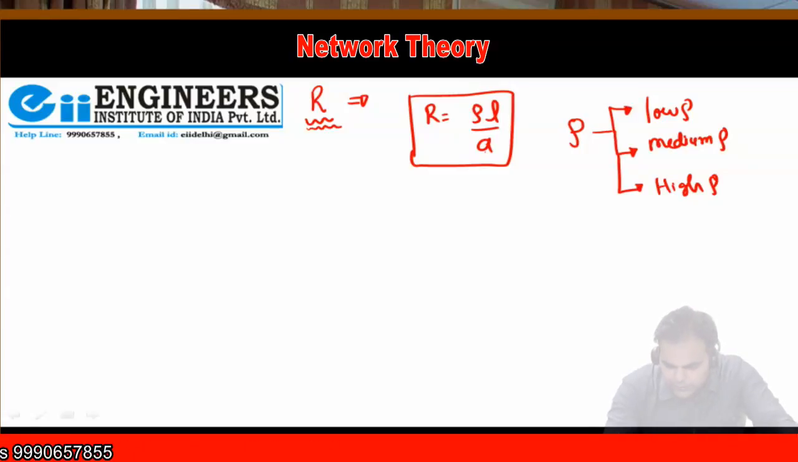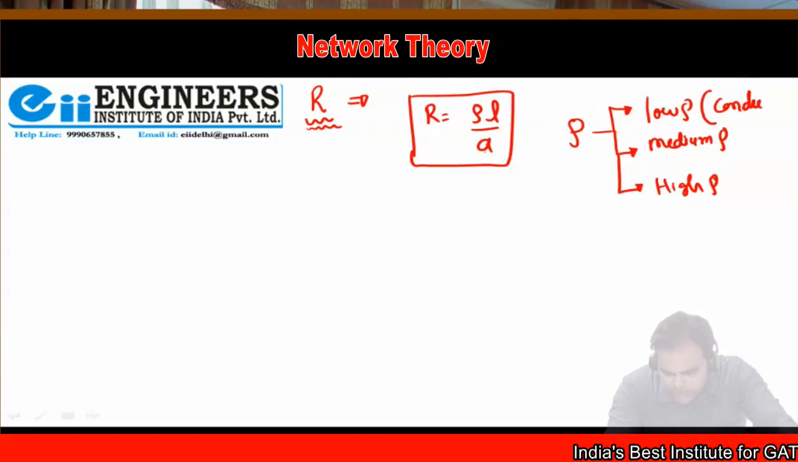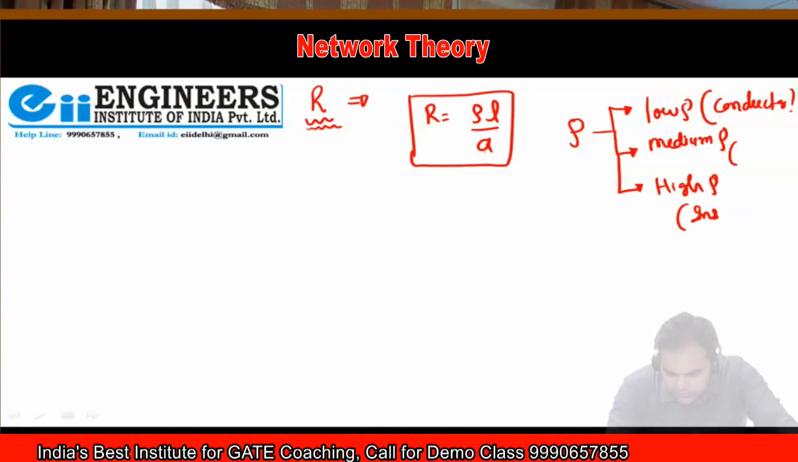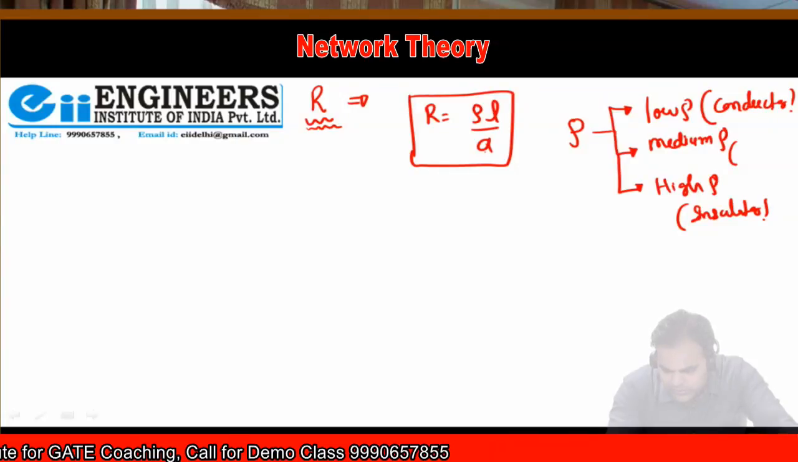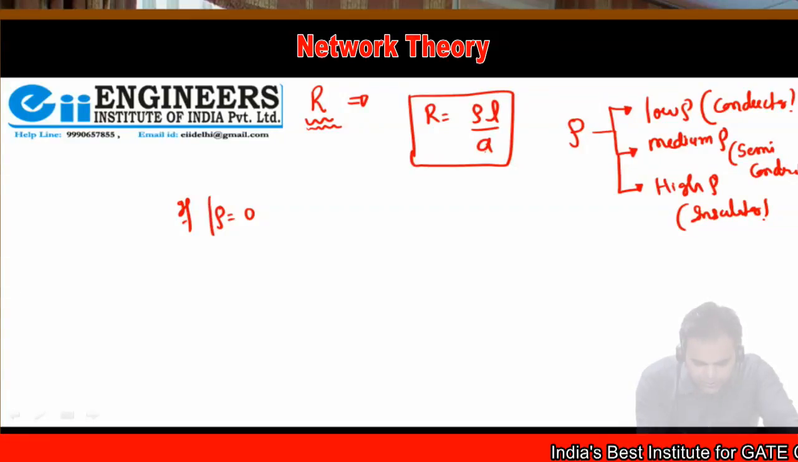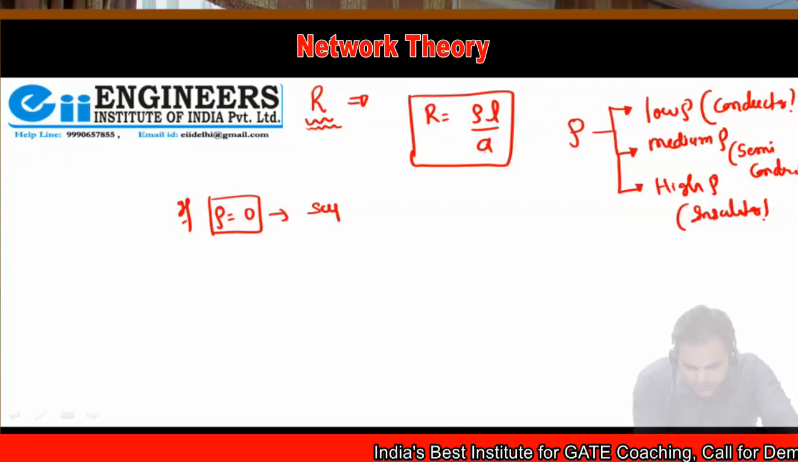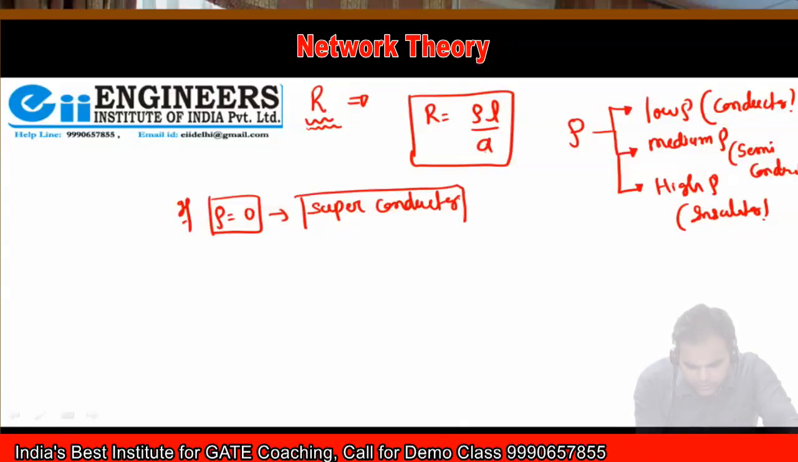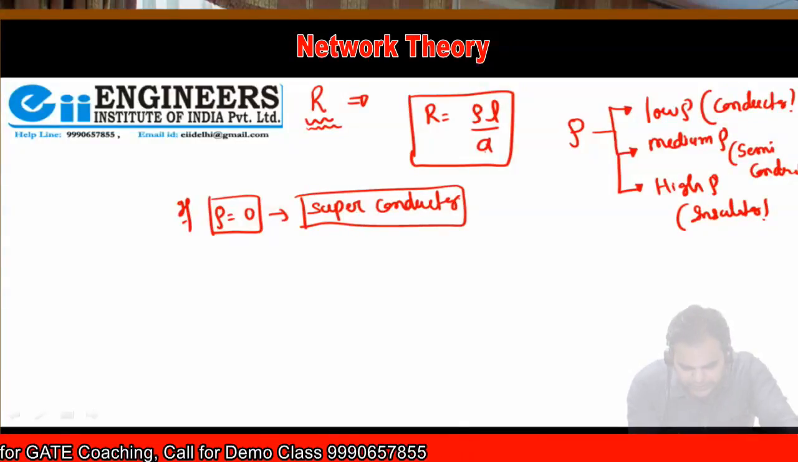If rho is low, then the conductivity is high, and the material is called a conductor. There are three classifications of material: conductor, semiconductor, and insulator. High rho is an insulator, and medium rho is a semiconductor. If rho is equal to 0, then the conductor is called a superconductor.